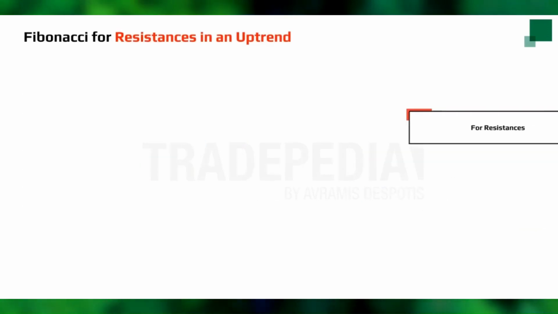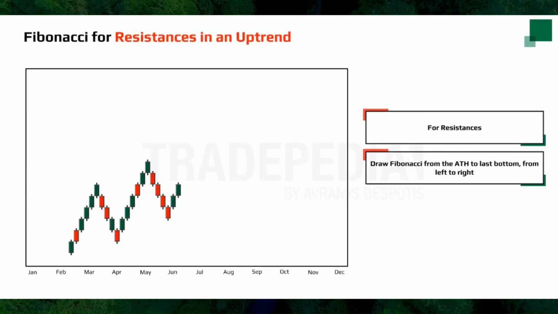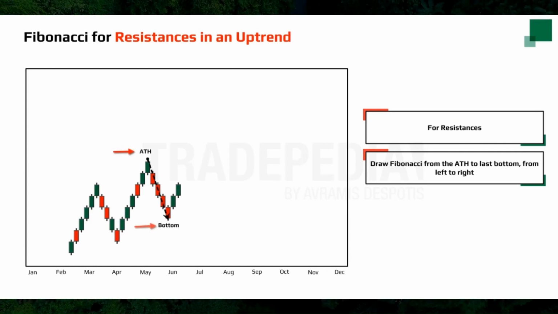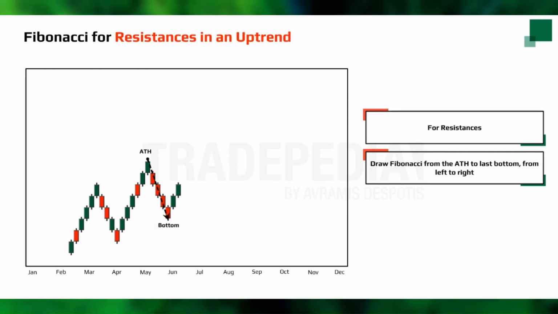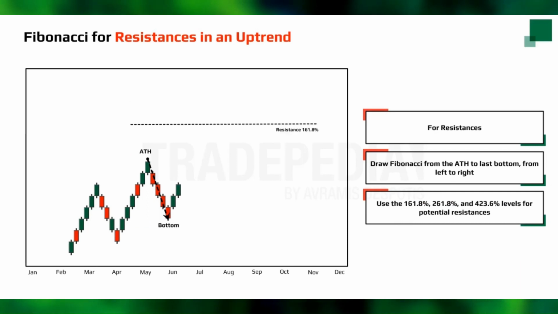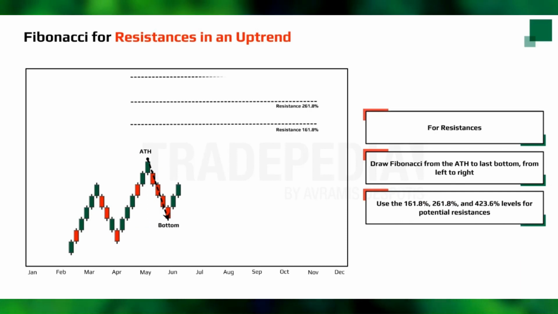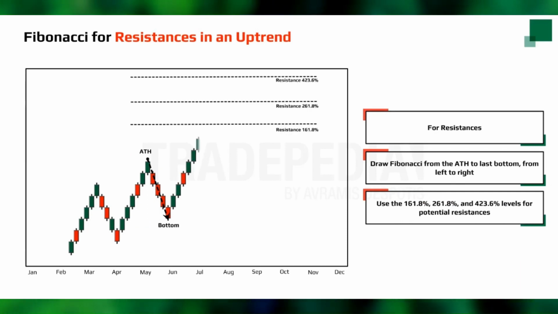For resistances in an uptrend, draw Fibonacci from the all-time high to the last bottom, always from left to right, and use the 161.8, 261.8, and the 423.6 levels for potential resistances.